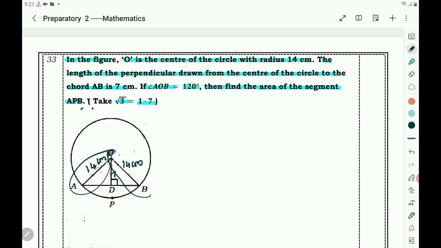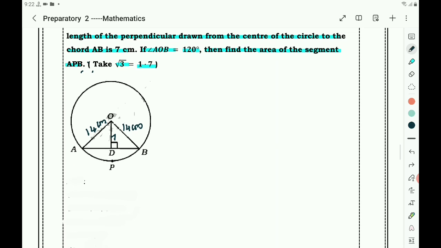Here OA equals OB. So these two angles are 60 degrees and 60 degrees. Then you can use the trigonometric ratio: sin 60 is AD by hypotenuse, or tan 60 is AD by OD, which is opposite side by adjacent side. You can use any one of the methods, but you are familiar with the Pythagoras theorem. Let us use the Pythagoras theorem.